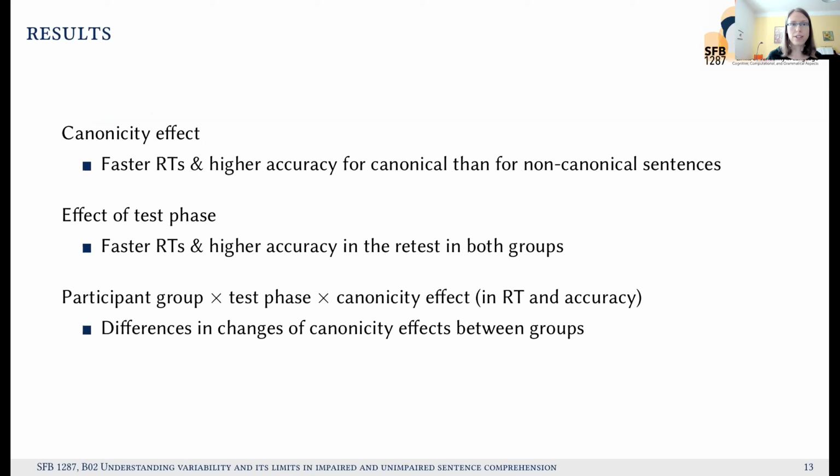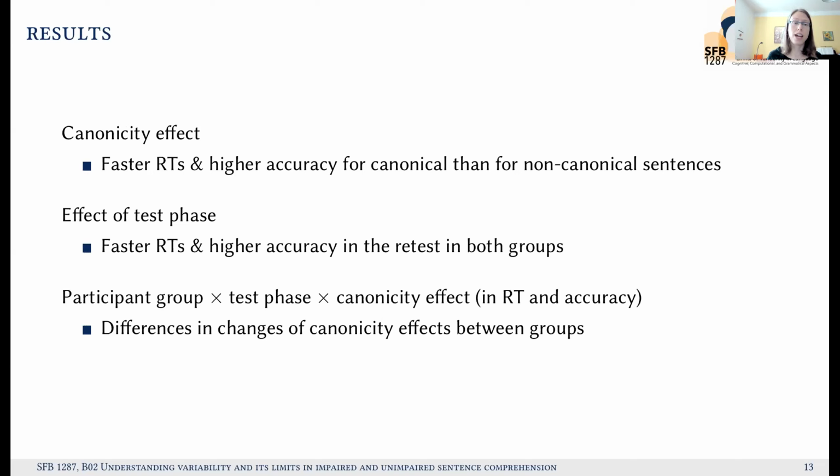And these were our results. First of all, we predicted to see a canonicity effect, and our results were consistent with these predictions, both for the language unimpaired participants and the people with aphasia, and in the declarative sentences and in the relative clauses. Next, we found an effect of test phase because there were faster response times and higher accuracies in the retest phase. And this was also the case for both participant groups.